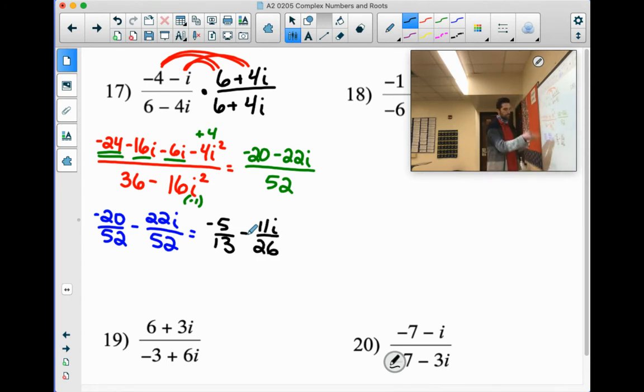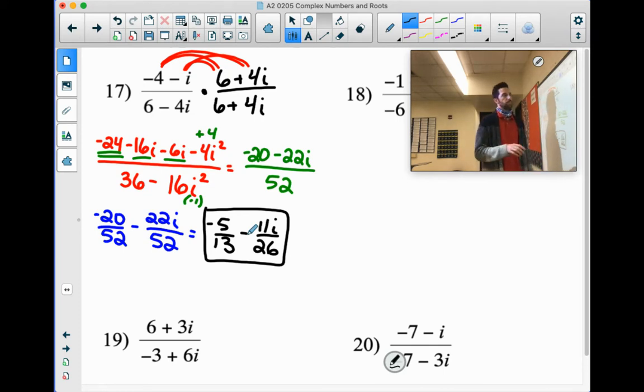Now see how they have different denominators? So that's why I would leave them as separate fractions there, because that is more simplified than what we have in the green here, this negative 20 minus 22i over 52. So this is the most simplified it can get. Let's just do one more.